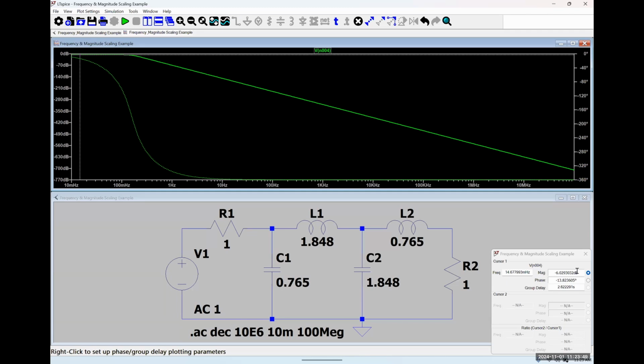So at DC, what would this circuit look like? Our capacitance here would be an open circuit. This inductance here would be a short circuit. This capacitance would be an open circuit. This inductance would be a short circuit. So we have a voltage source connected to 2 resistors in series, and we're taking the voltage drop across the second resistance. This looks like just a simple voltage divider circuit. Our output voltage is going to start off being exactly 1/2 of our input voltage, which is why we're starting at -6 dB as opposed to 0 dB.